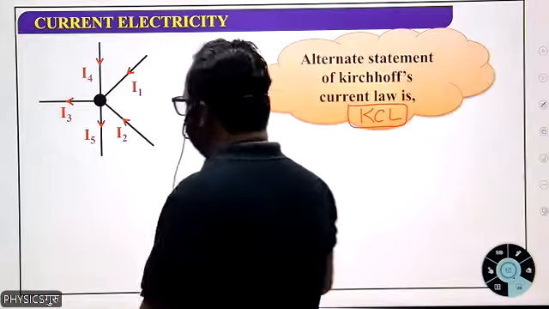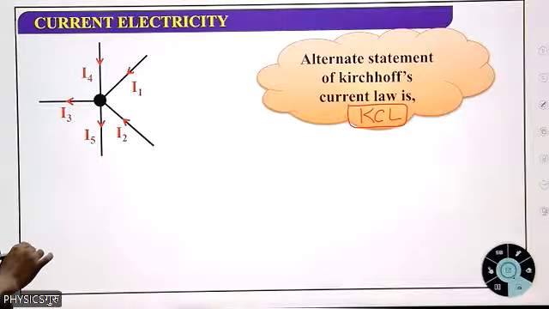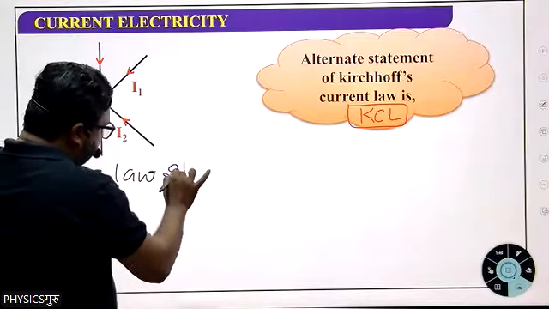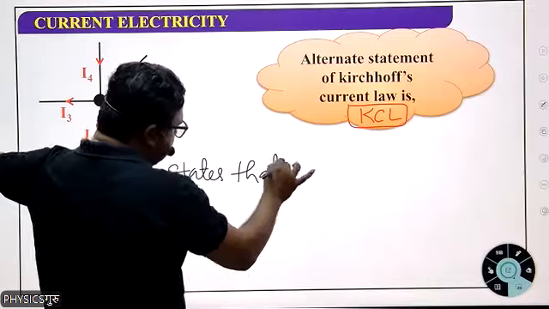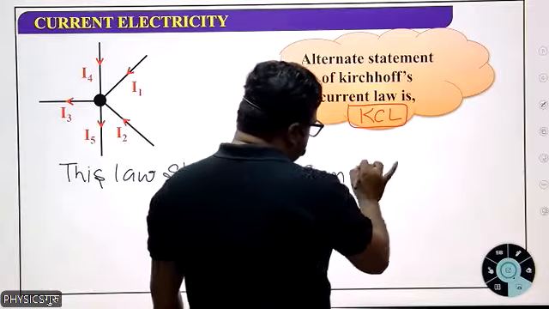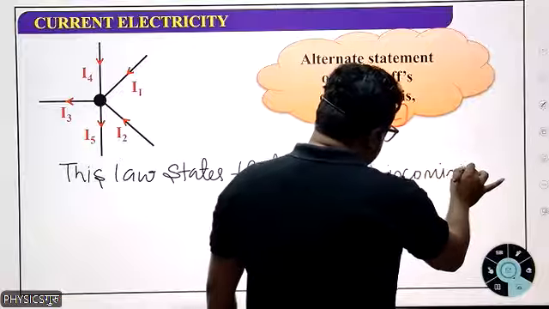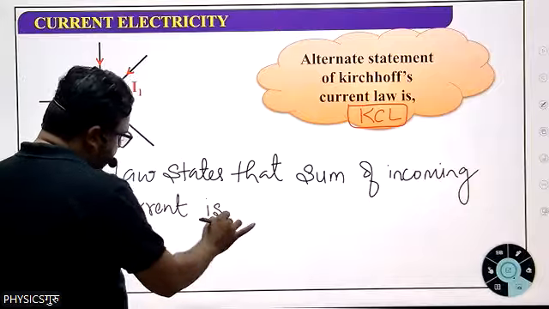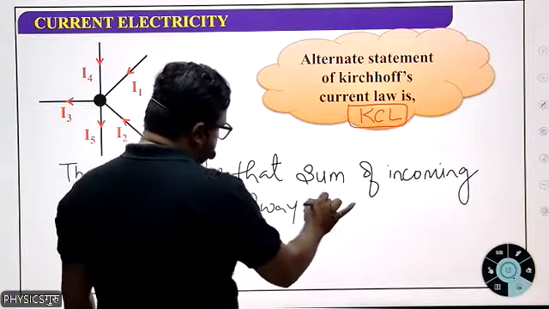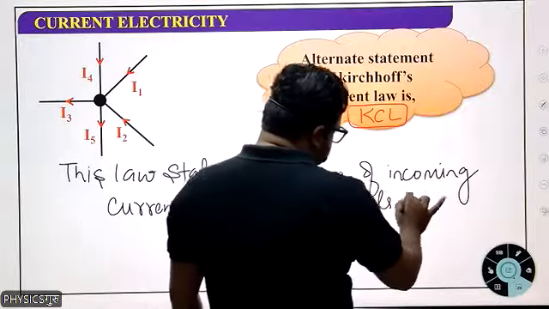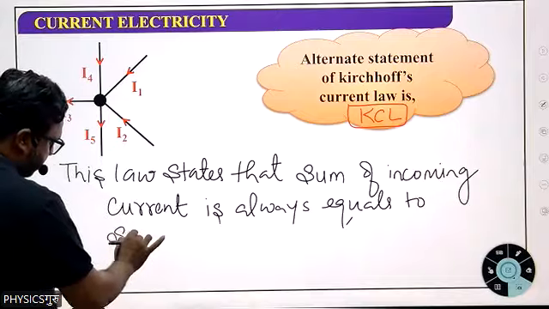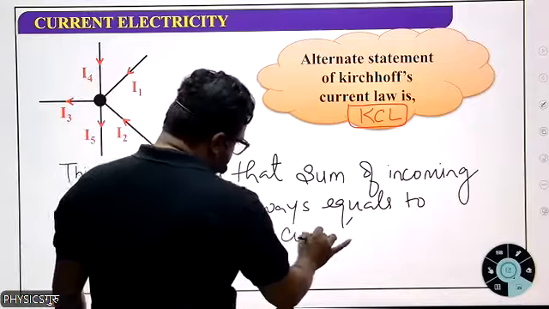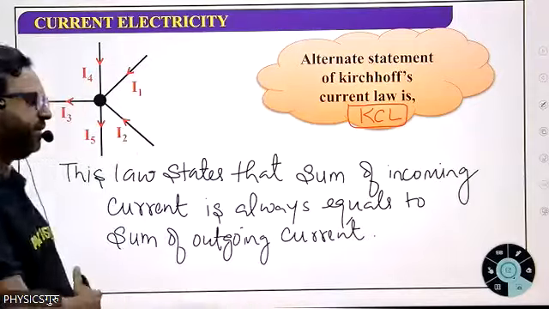Now, this law states that the summation of incoming current is always equal to the summation of outgoing current. So this law states that the sum of incoming current is always equal to the sum of outgoing current.